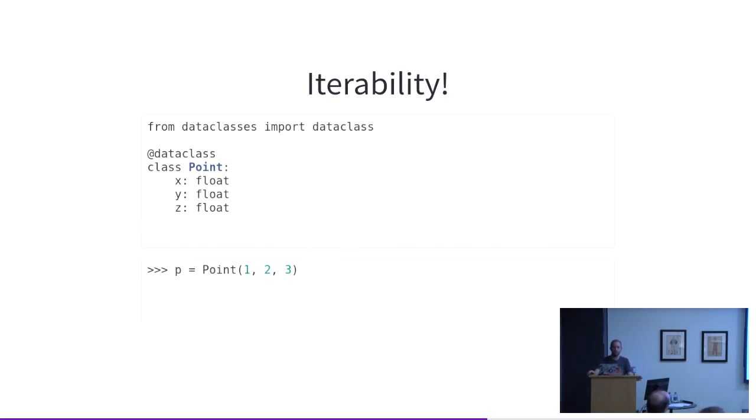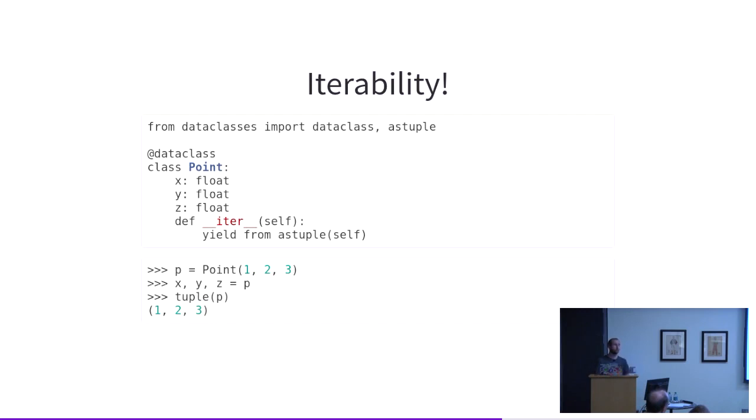So we've already seen that if we want to make a data class iterable, meaning that it supports multiple assignment, they don't have any notion of this. Data classes don't understand iterability, but you can always do it yourself by making something iterable using a dunder iter. So you can implement your own dunder iter method. They do have a helper, astuple, that makes that a little bit easier.